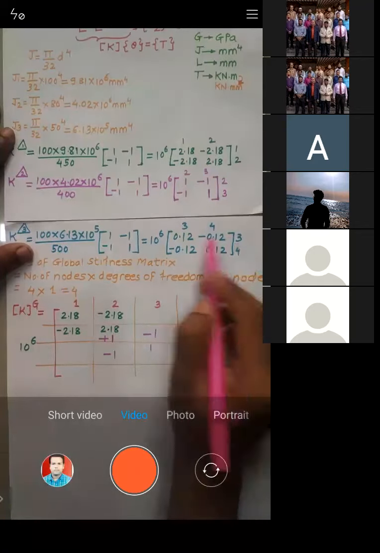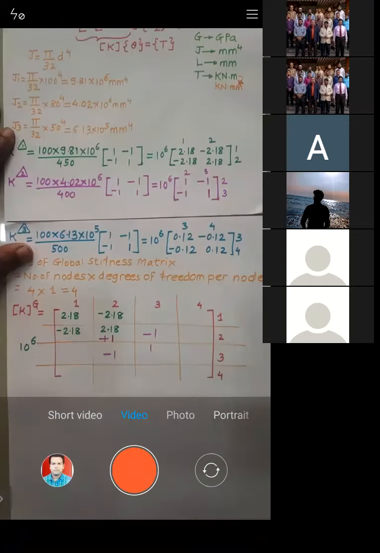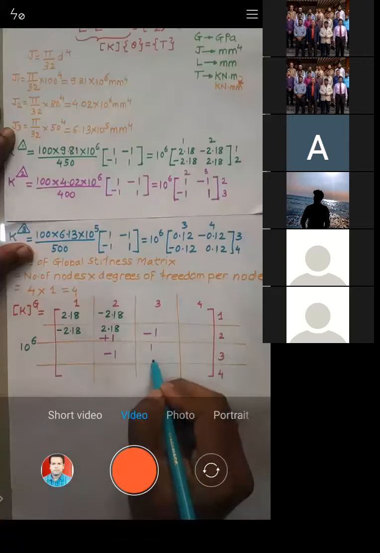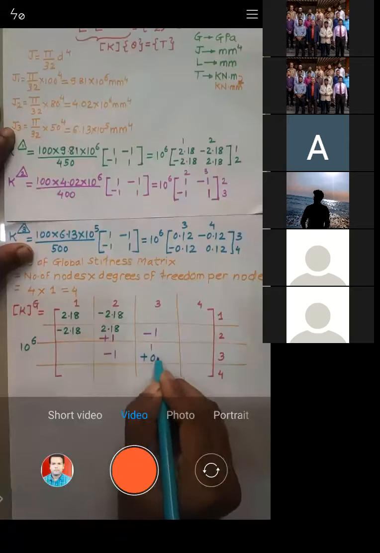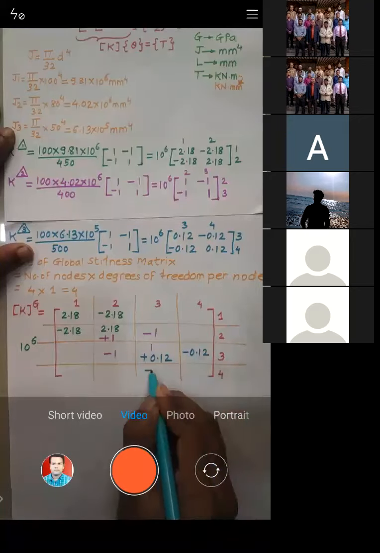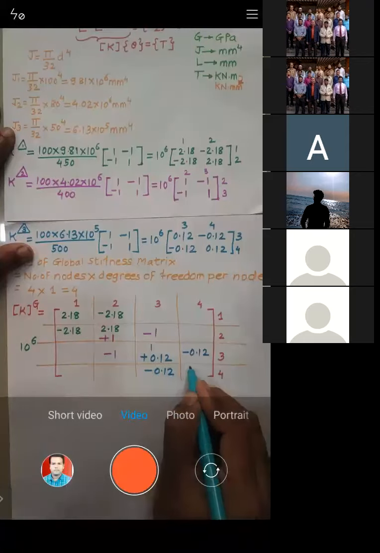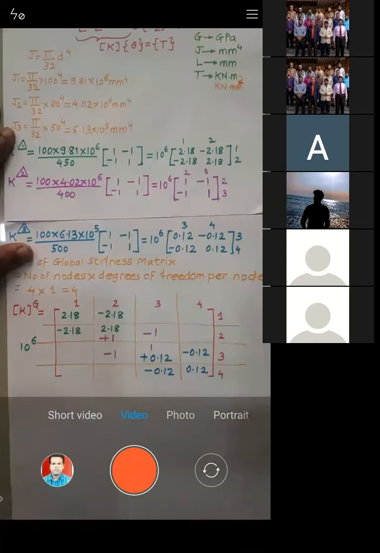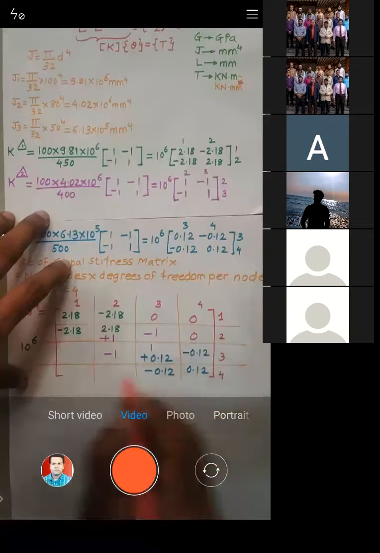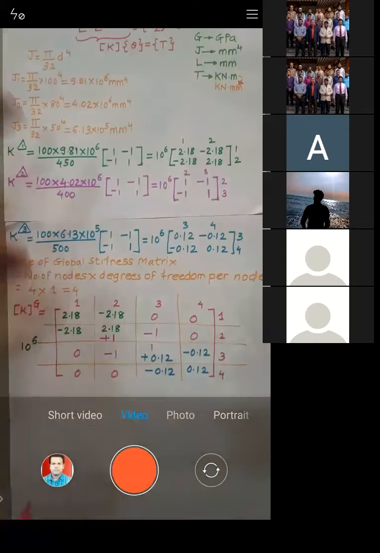Now just go here. At 3 3, you put 0.12. So I will go at this location. This is 3, this is 3, so at 3 3, I will put 0.12. Here minus 0.12, here minus 0.12, and here 0.12. Now the rest of the elements, where you are not getting any terms, there you put the value as 0.